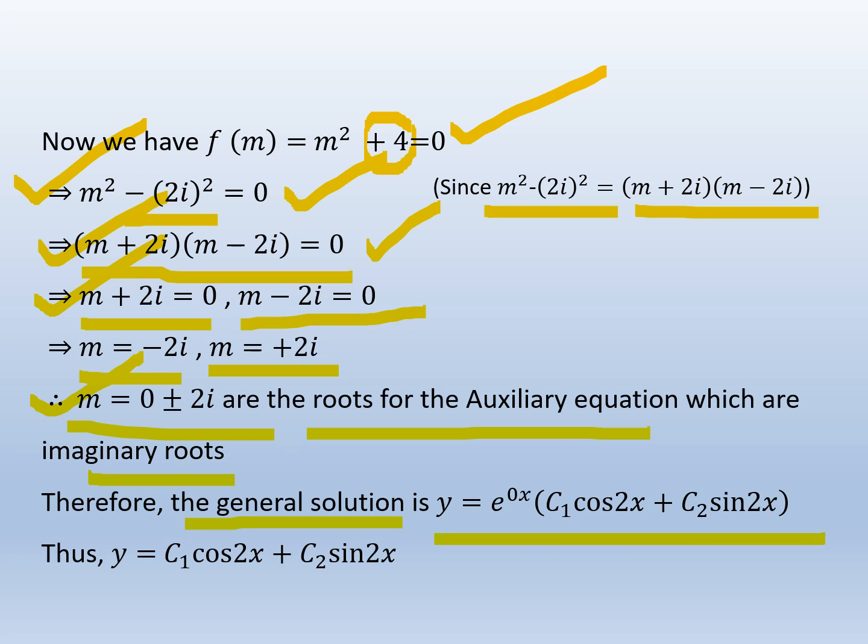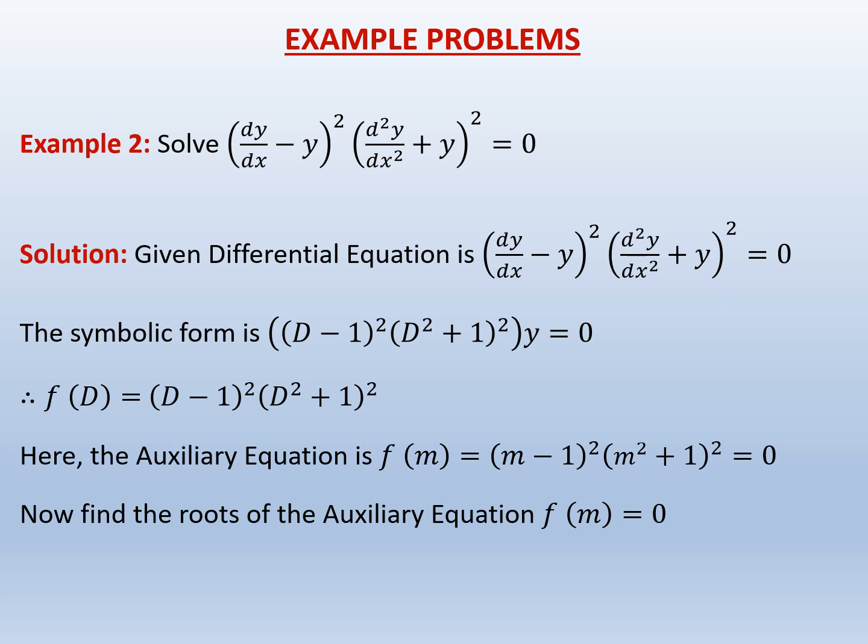y equals e power 0x of c1 times cos 2x plus c2 times sin 2x. Here e power 0x value is 1. So we have y equals c1 times cos 2x plus c2 times sin 2x, which is the general solution of the given differential equation. Let's see one more example for case 3.